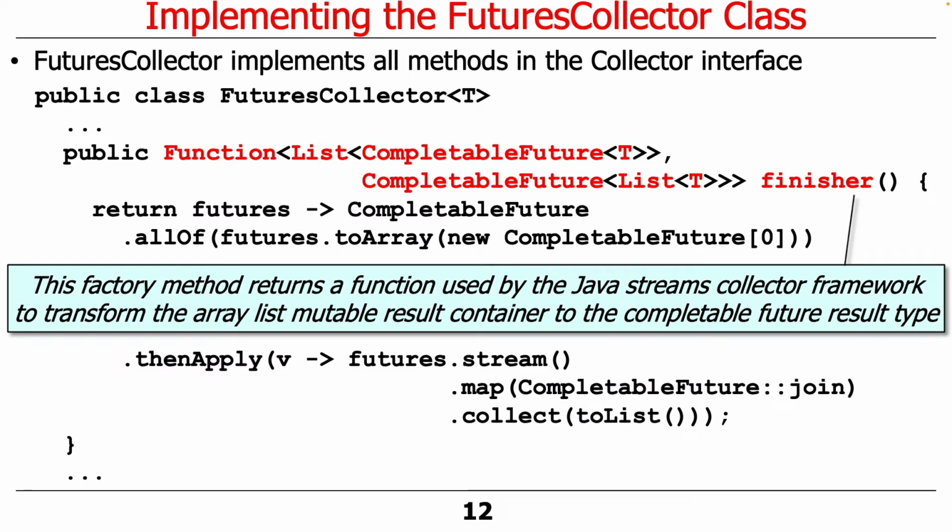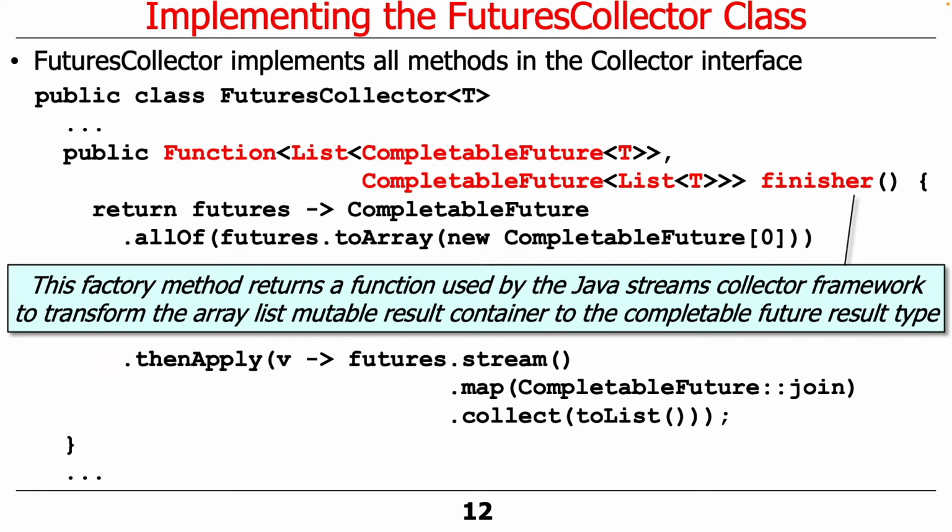The next method, which is really the most important one for our discussion, is the finisher method. And this is a little bit obscure at first. A lot of times you don't need to use a finisher. If the contents of the mutable result container after all the elements in the stream have been accumulated is the final result, you can make the finisher a no-op by saying you have identity finish, which means don't call the finisher. However, if you need to transform the elements in the mutable result container into some other return type, which is what we're doing here, then you need to implement the finisher. And that's exactly what we're going to do. So this factory method returns a function that the Java Streams collector framework uses to transform the ArrayList mutable result container into the completable future result type, because we want a completable future to come back from this thing.